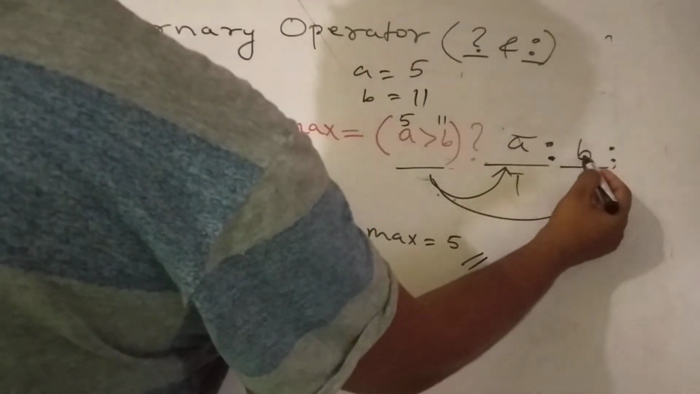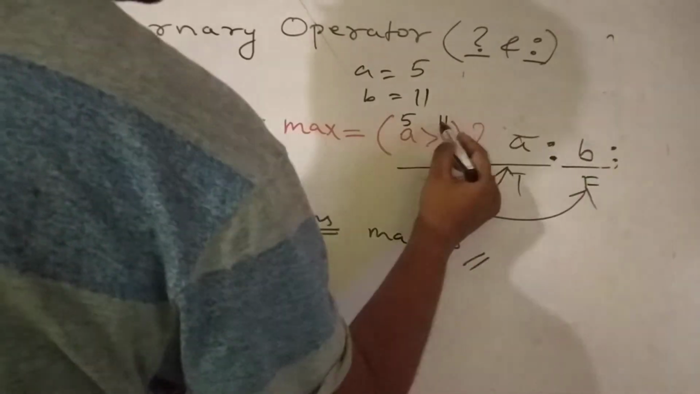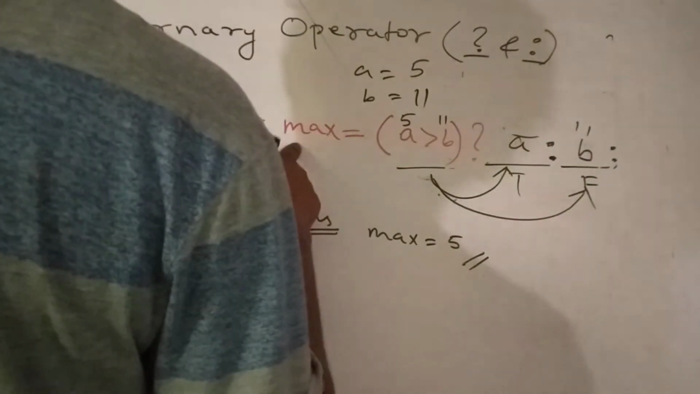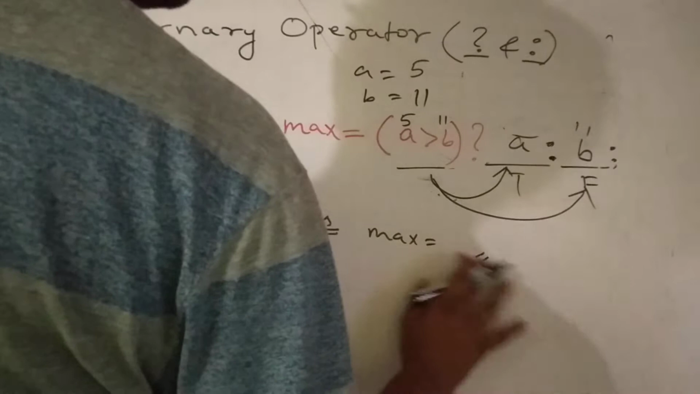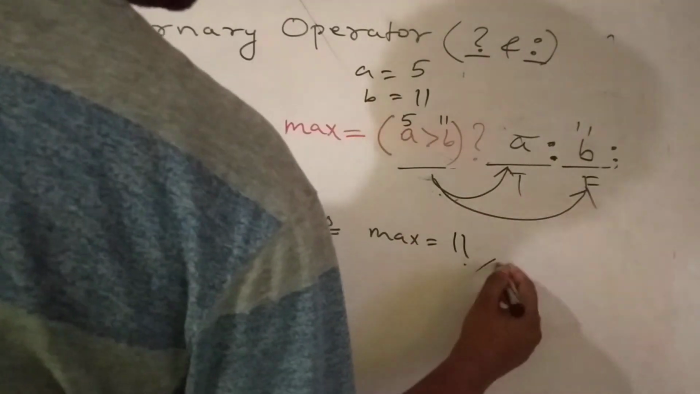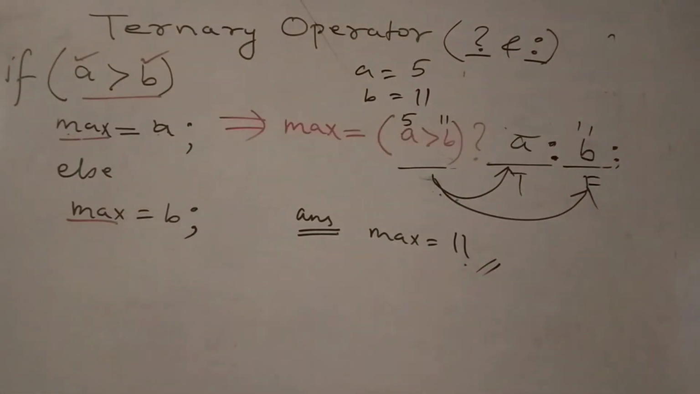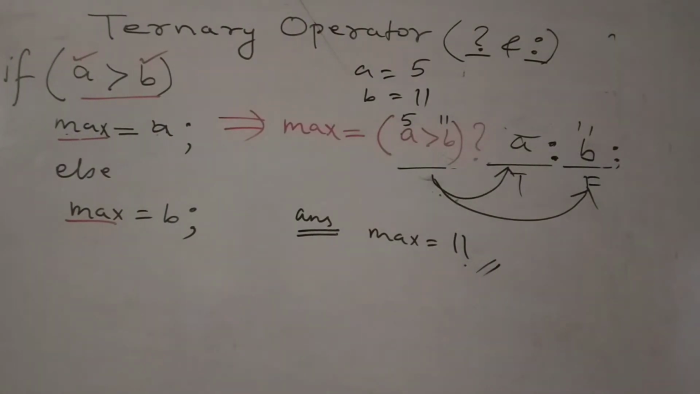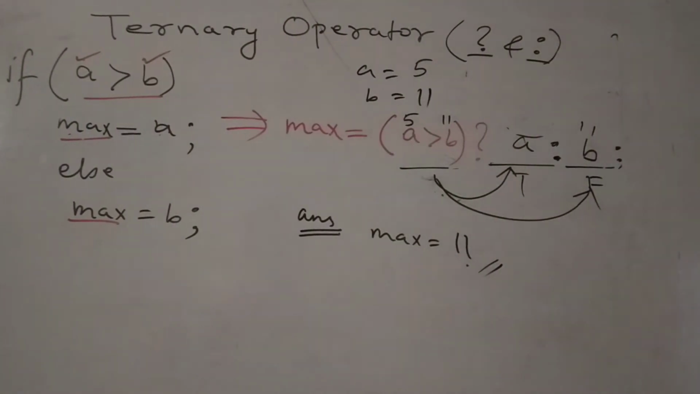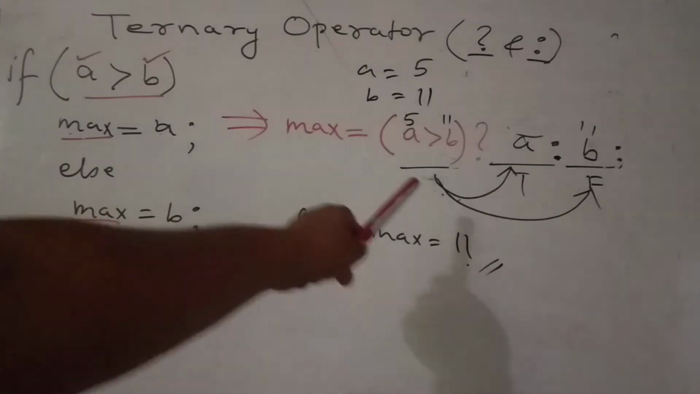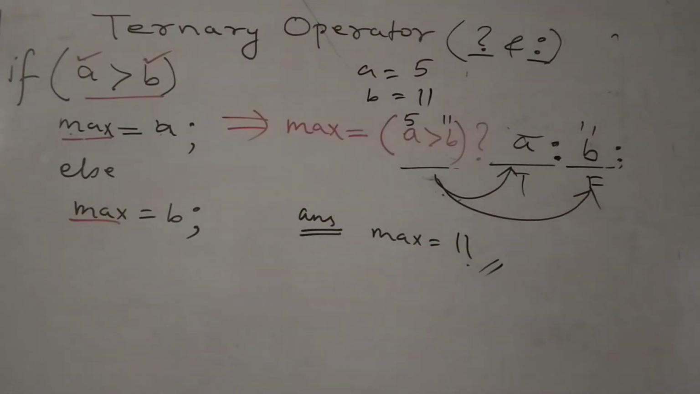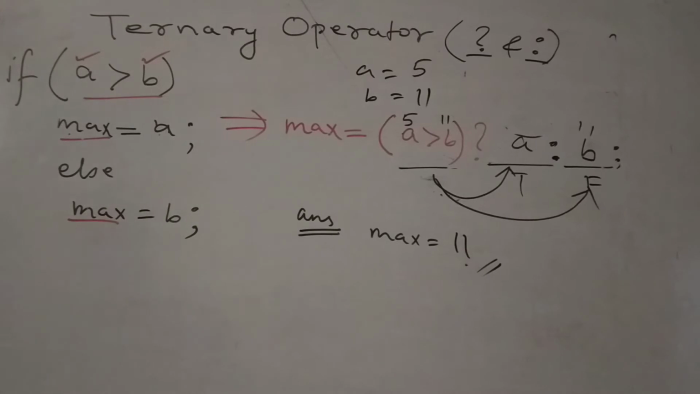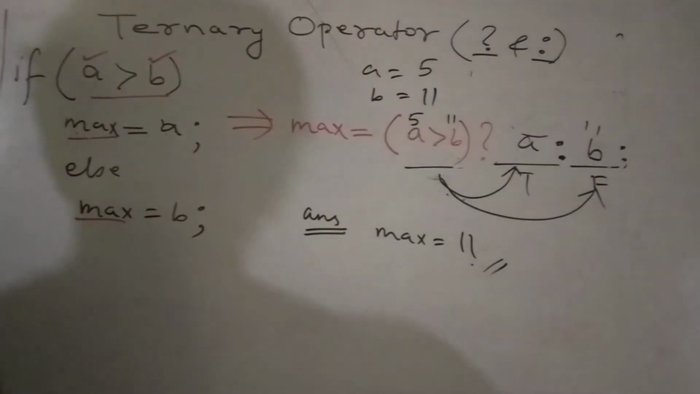So in false part, what is written? B. So what is B? 11. So max will be 11. So your value will be now max equals to 11. So this is the way how we can convert if else to ternary operator. Clear? Okay, fine.